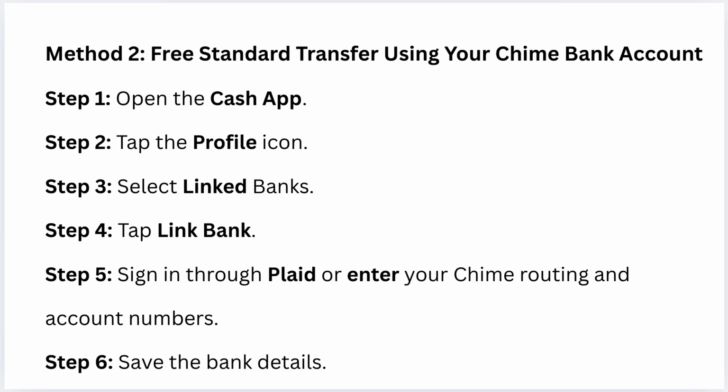Second method is free standard transfer using your Chime bank account. Open the Cash App, then tap the profile icon. Select Linked Bank, then tap Link Bank. Sign in through Plaid or enter your Chime routing and account number, then save the bank details.